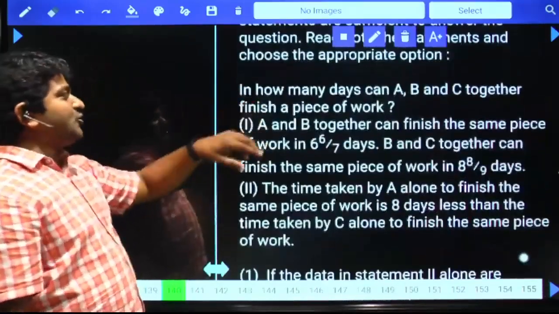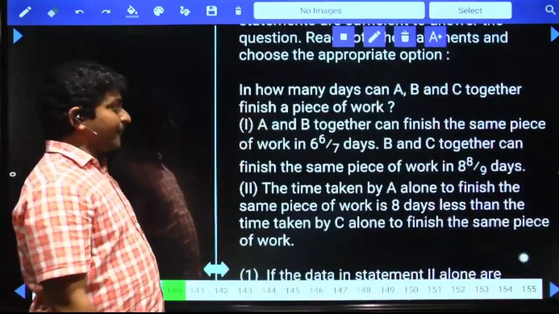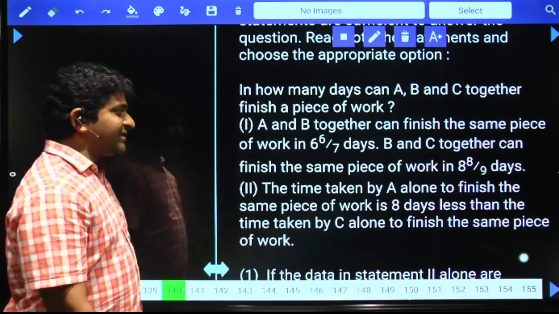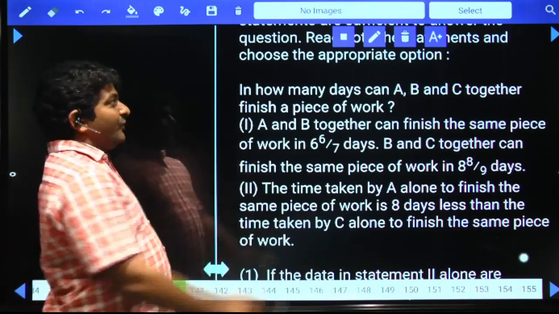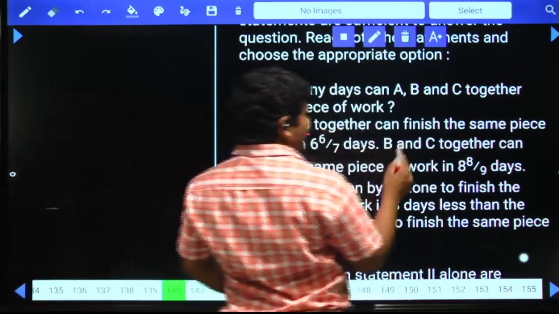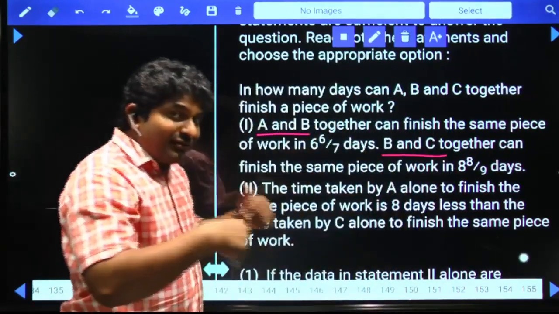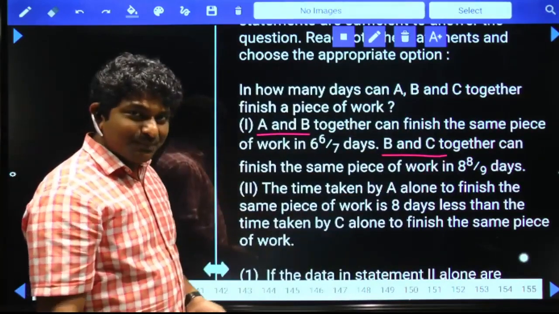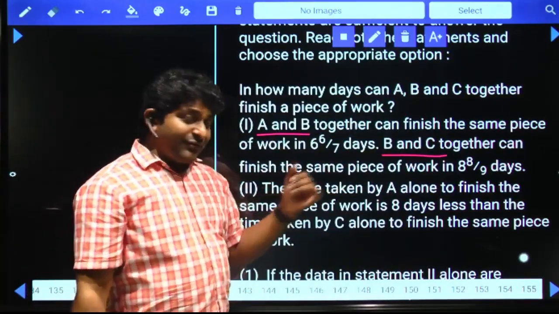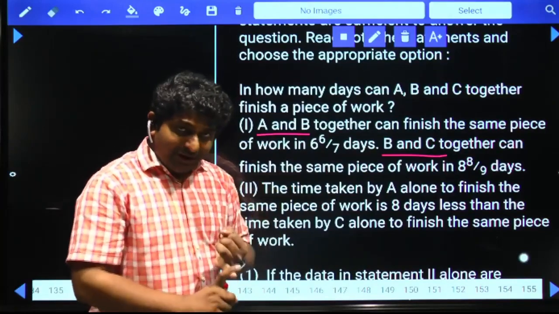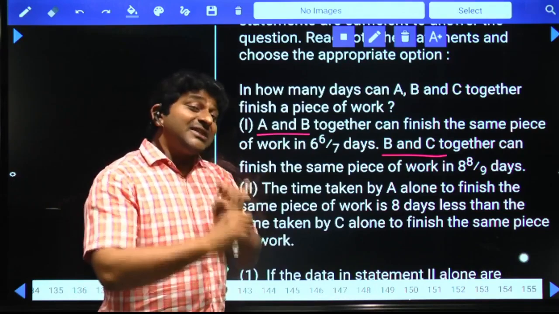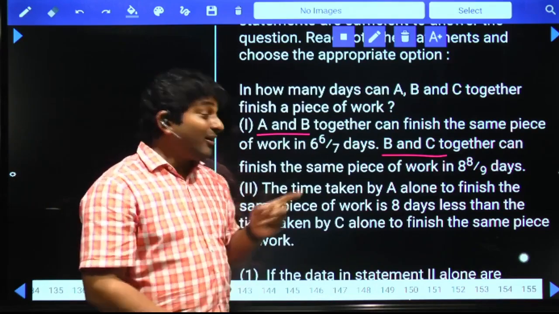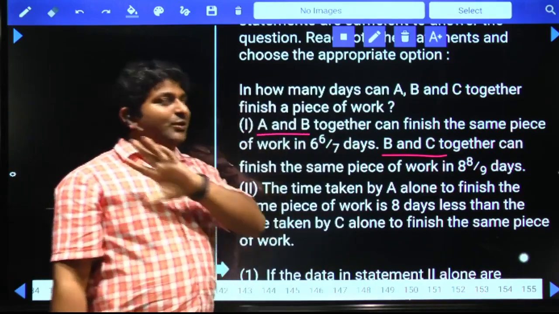In how many days can A, B, C together finish a piece of work? AB can finish the work in 6 by 7 days. BC together can do it in 8 by 9 days. We have AB together, BC together. Along with this, we need something else also. Along with this, if you have A alone can do it in how many days? Or B alone can do it in how many days? Or C alone can do it in how many days? Or A and C together can do it in how many days?